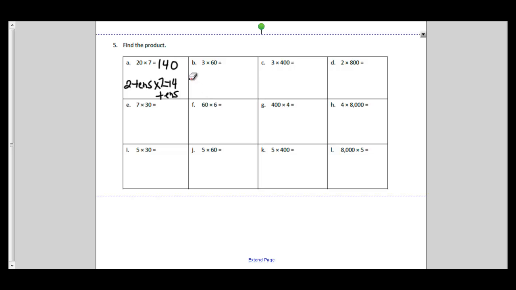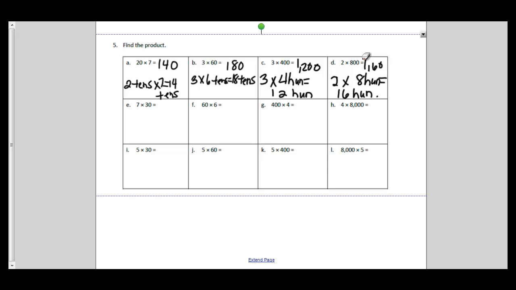Okay? So you're going to say 3 times 6 tens equals 18 tens. And 18 tens is 180. If you think you've got the hang of it, go ahead and pause the video and then come back. You should have done 3 times 400, which equals 1200, or 1200. 2 times 800 equals 16 hundreds, which is 1600.